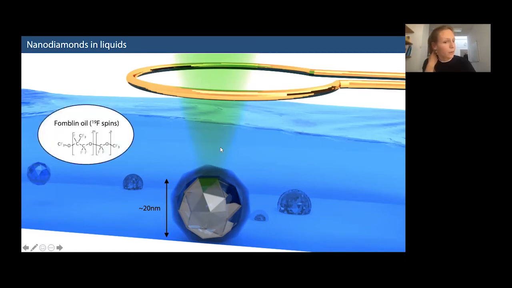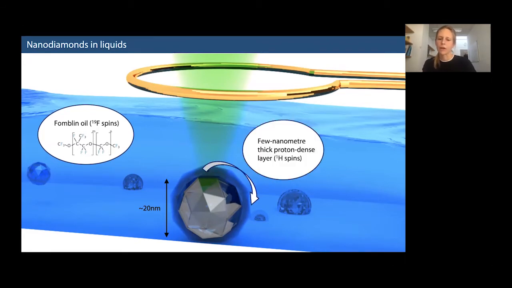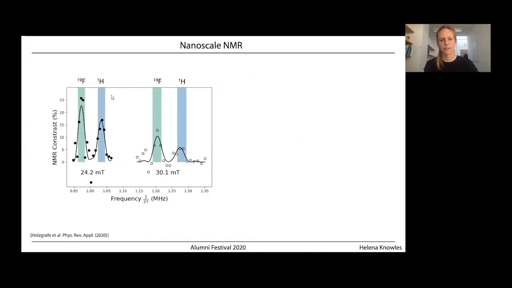Here we have this sort of test material of fomblin oil, which has fluorine-19 spins, which is very nice because it's a very easily detectable, distinguishable spin species. So we have these fluorine spins, and then we also know that we have a thin layer of proton spins around this crystal, and that just happens naturally as these diamonds are exposed to the environment. So this is our system.